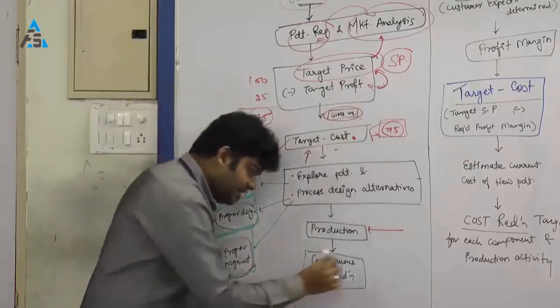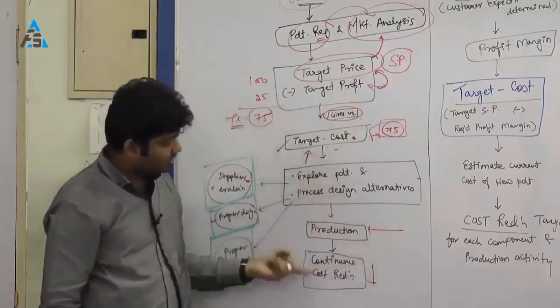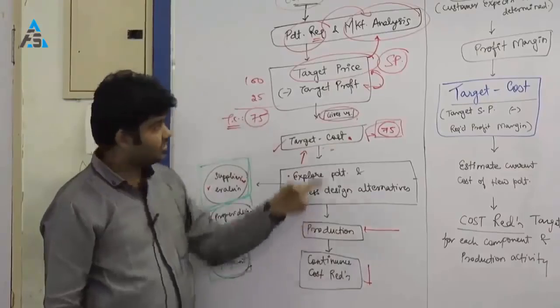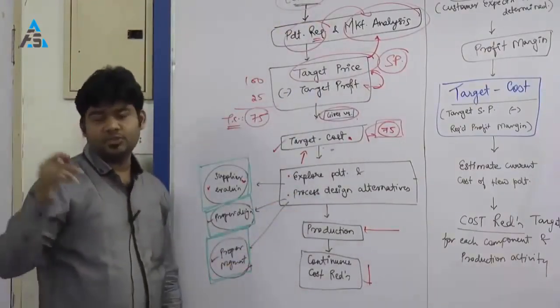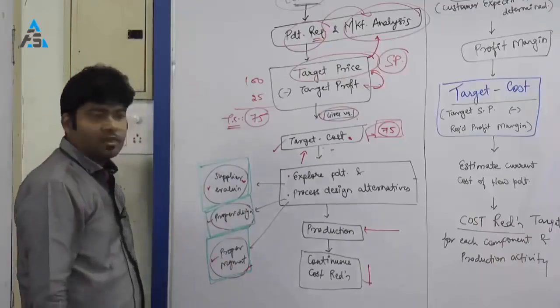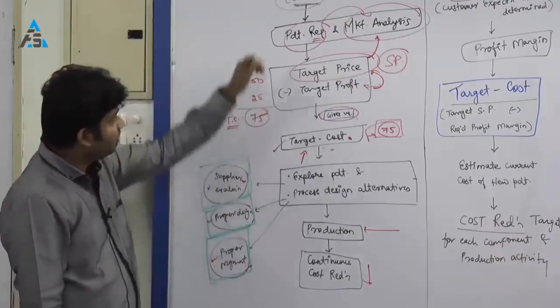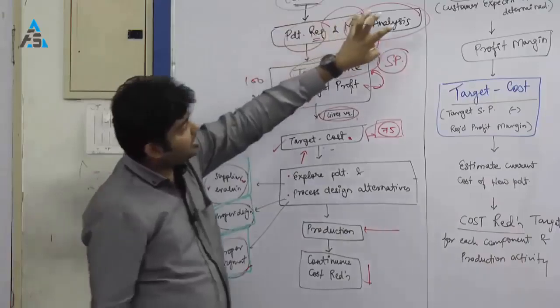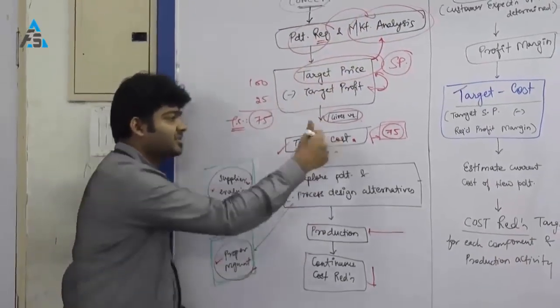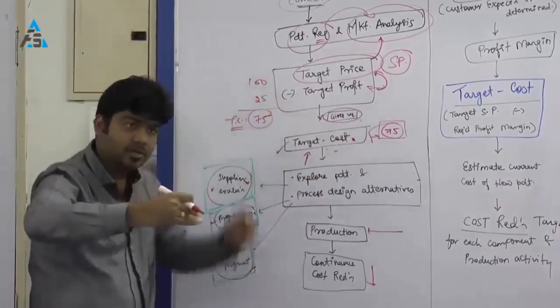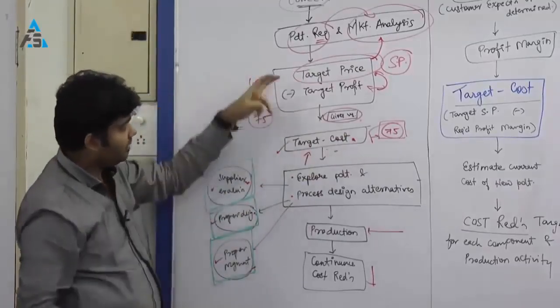If it doesn't, I will enter into a continuous cost reduction exercise. So this is how the whole concept of target cost is, and almost every company nowadays follows this with the increasing competition. So concept, product requirement and market analysis ke basis pe selling price milega. I will decide my profit, will give us target cost, wo system mein aap samajhte jao. And this is what you have to write in your exams in a proper manner.